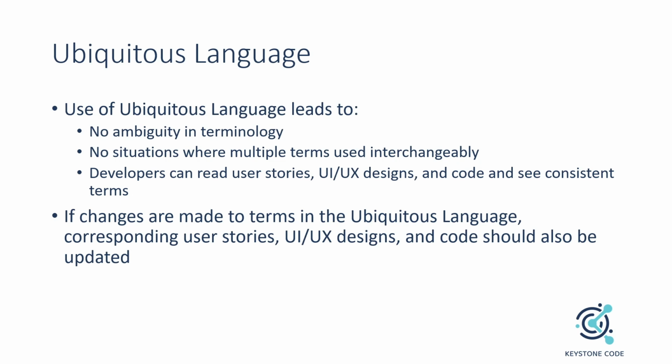Ubiquitous language leads to no ambiguity in the terminology, no situations where multiple terms are used interchangeably, and developers can read user stories, UI UX designs, and code and see consistent terms. And that's a big, big thing right there. If changes are made to the terms, as I said, I highly recommend that you update the ubiquitous language, user stories, UI UX designs, and code so that everything remains in sync and you don't have a drift.